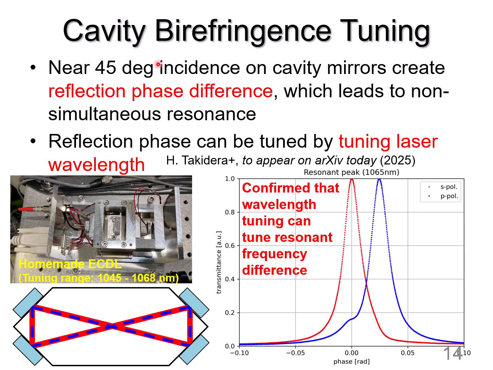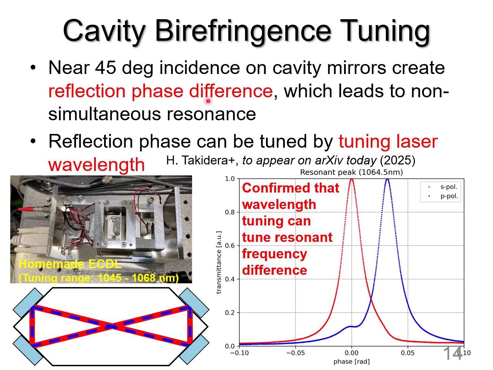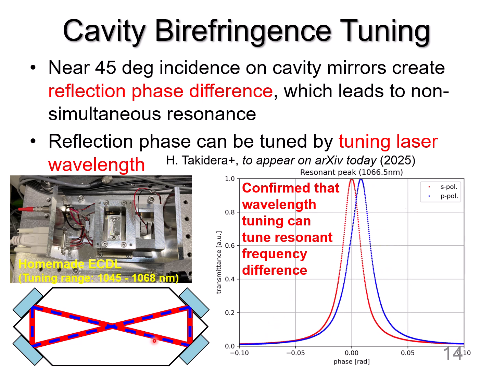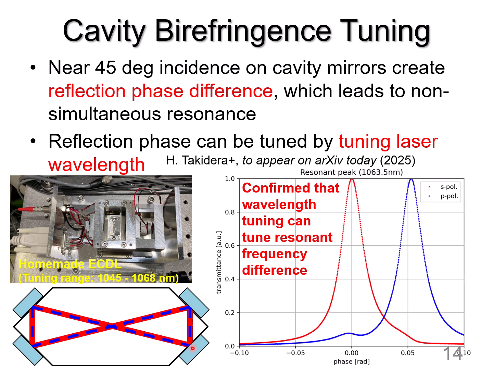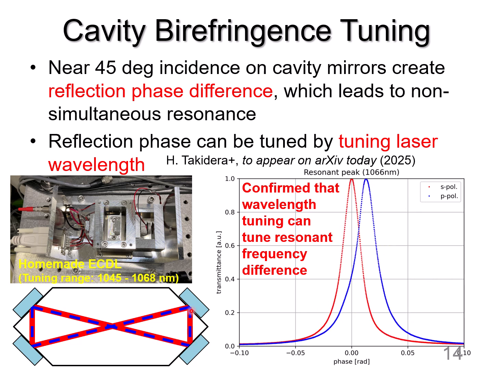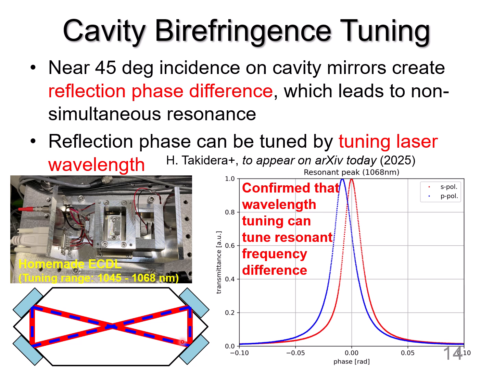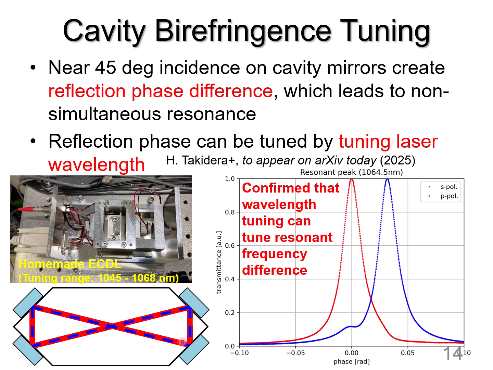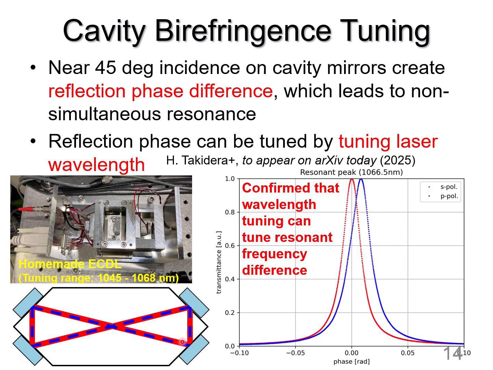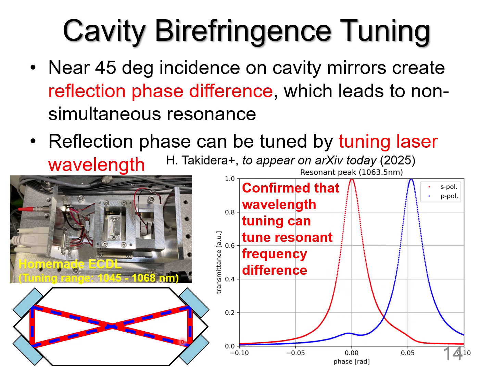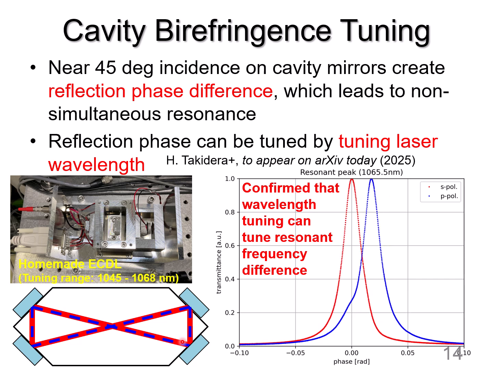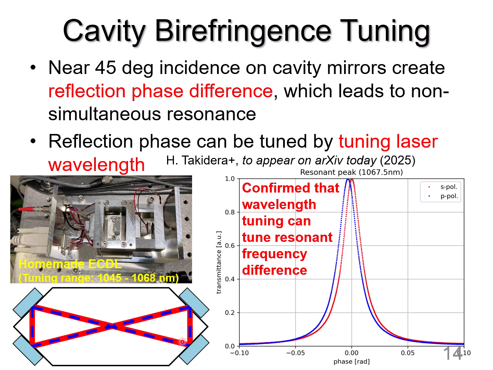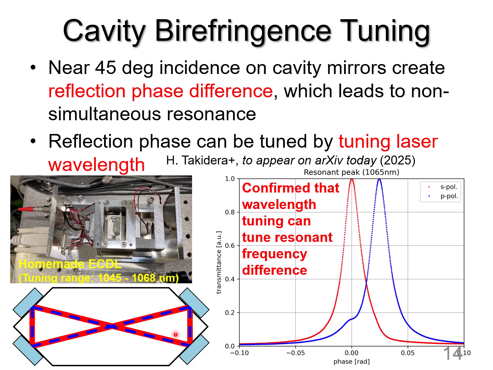The reason why we had the resonant frequency difference between S polarization and P polarization is because you have near 45 degrees incidence on the cavity mirrors. Because this is not a normal incidence, you will have a reflection phase difference between S polarization and P polarization, which leads to a resonant frequency difference between them. But this reflection phase difference can be tuned if you change the laser wavelength.